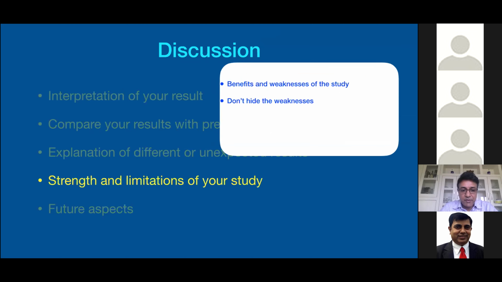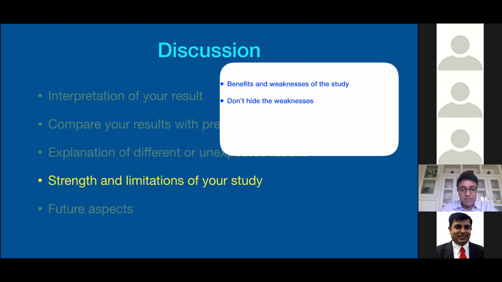In the fourth paragraph, there should be the strengths and limitations of your study. You should be able to say the benefits and weaknesses of your study. What are the good points in your study? The sample size is bigger, your study is good, it's randomized, you have done double blinding, these things. The best thing or the good thing in your study, what was not in previous studies, should be mentioned. But you have to mention your weaknesses as well.